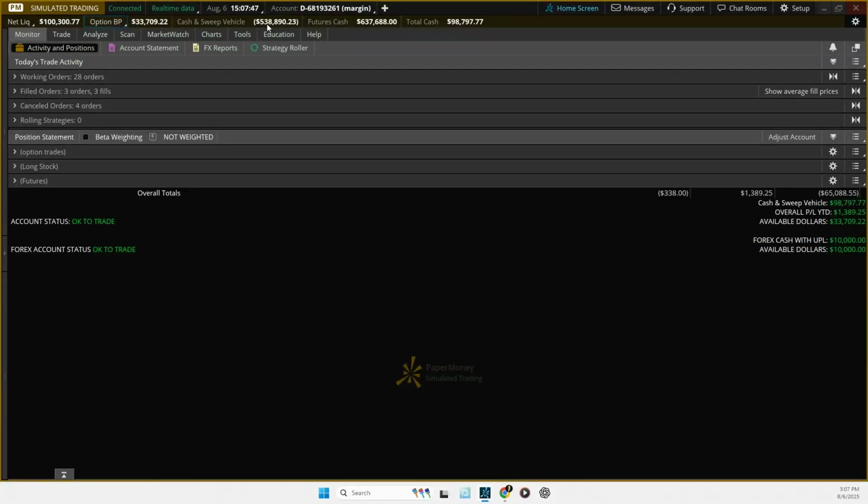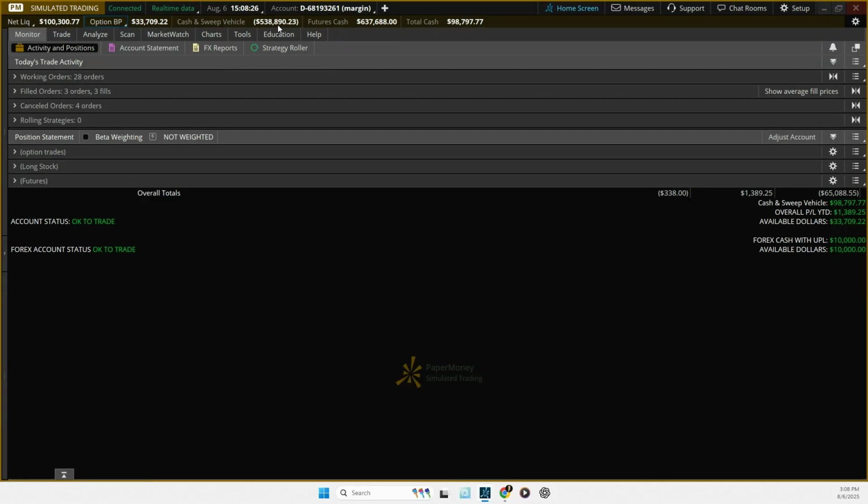which brings up an interesting question because there's parentheses around this number here, which means it's negative. And why would be the appropriate question right now. That would be a really good question. And the reason why is that, see this number, futures cash, see how it's larger than cash and sweep vehicle. The reason why this is happening, from my best understanding, is that Schwab is not an actual futures broker.